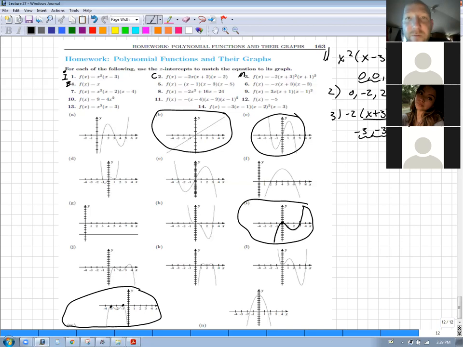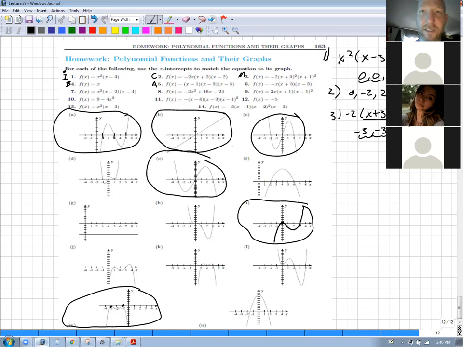All right, number 5, we have roots at 1, 3, and 5. So it's just going to be crossing at 1, 3, and 5. So let's see. That would be A. See how it crosses at 1, 3, and 5? So it's going to be A. 6, we have roots at 0, -3, and positive 3. So that looks like this one, E.